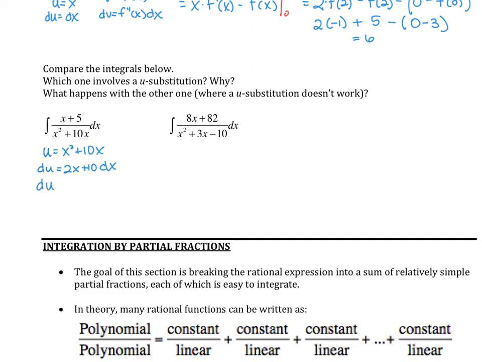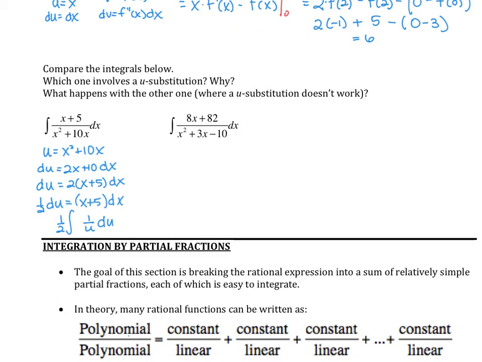Now, that's not exactly what the numerator says. It says x plus 5, so let's factor out a 2, which leaves us with x plus 5 dx. So I could rewrite this as 1/2 du equals x plus 5 dx. And so I can make a u substitution here. This would be 1/2 the integral of 1 over u du. And I could integrate that. Now I'm not actually going to do that at the moment. We're just talking about when we could use u substitution. All right, what about the next one?